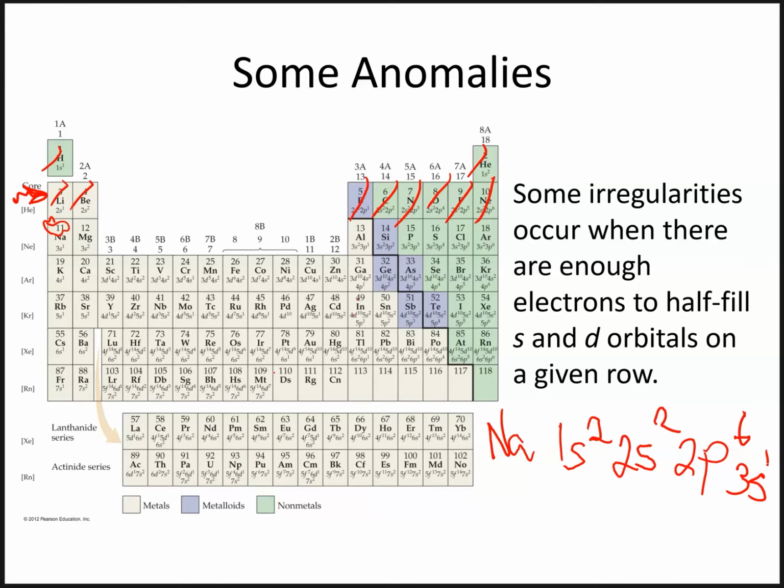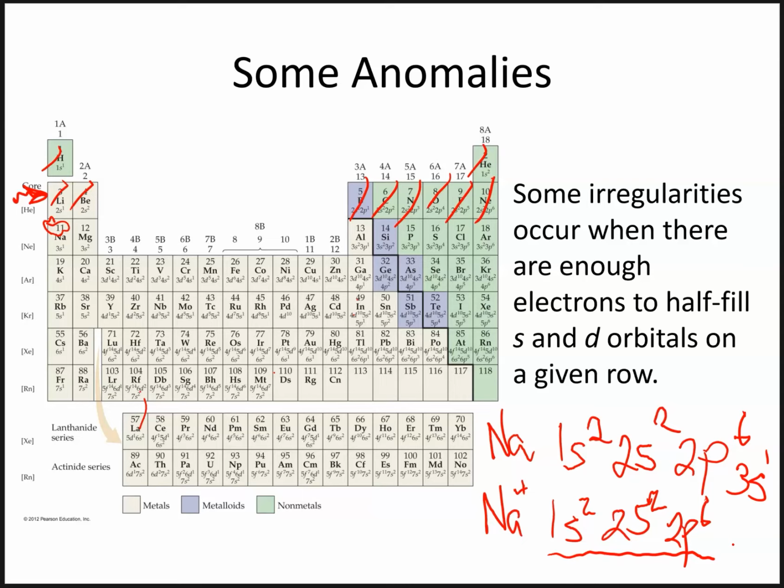So one thing we know about column 1 elements is that they form cations with a +1 charge. So the sodium ion here loses 1 electron. Well, which electron does it lose? It loses the outermost electron. And so the sodium ion has a configuration of 1s2, 2s2, 2p6. It's lost that 3s1 electron. And so what we've got left behind are electrons from the previous row, which are all full. These are known as core electrons.